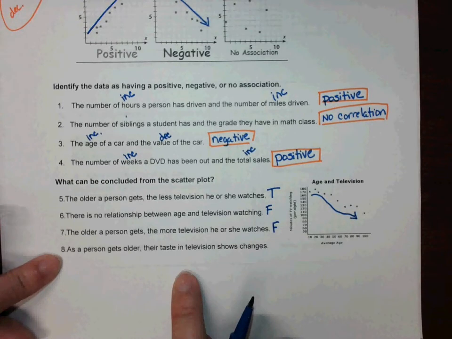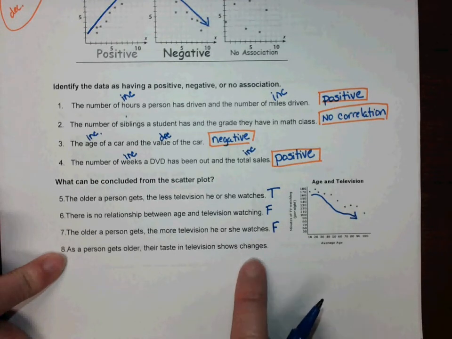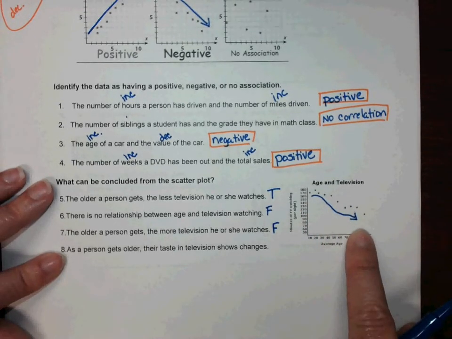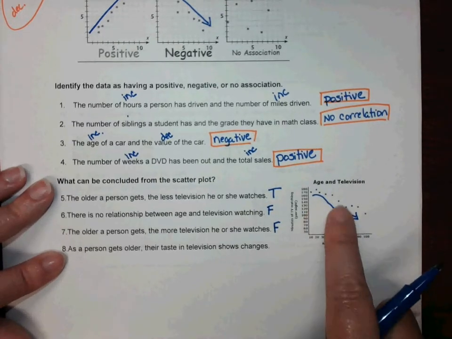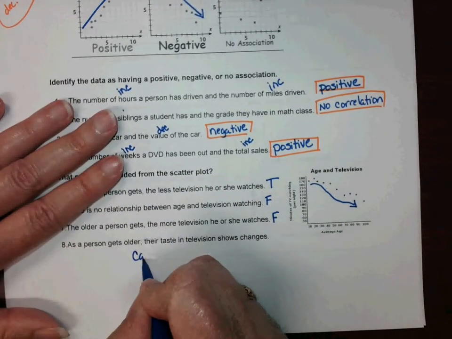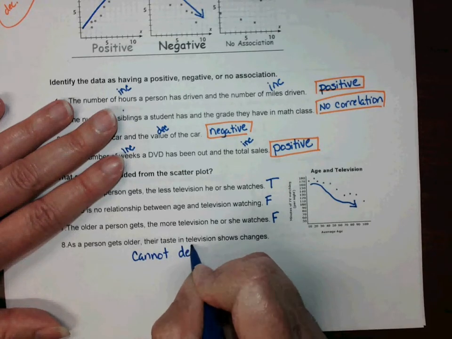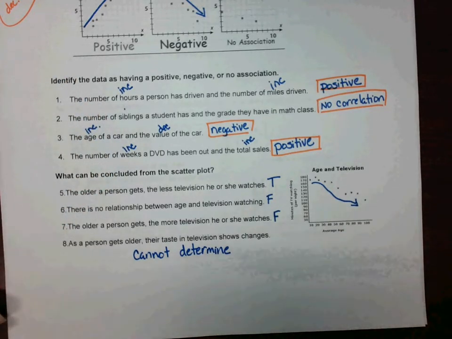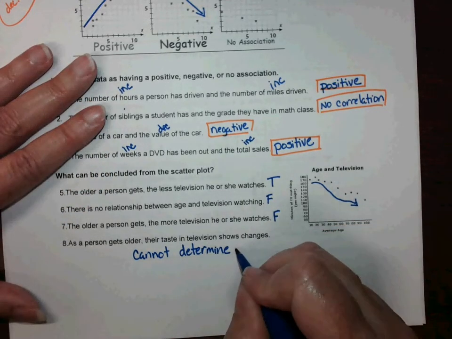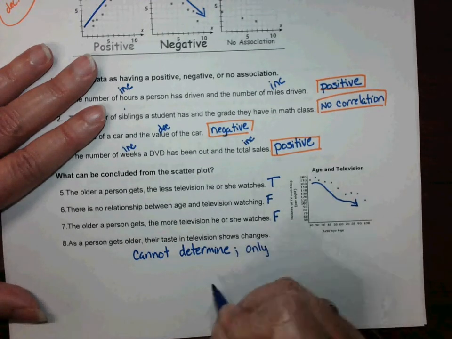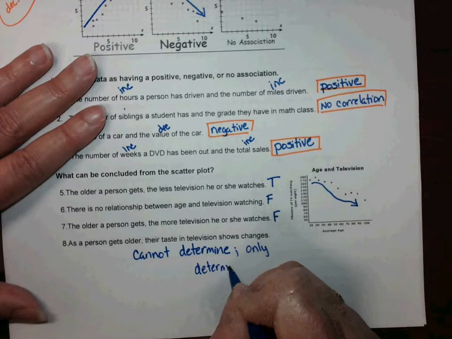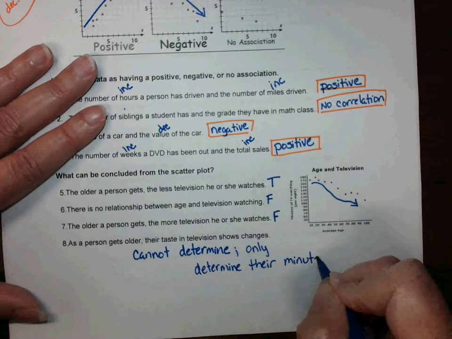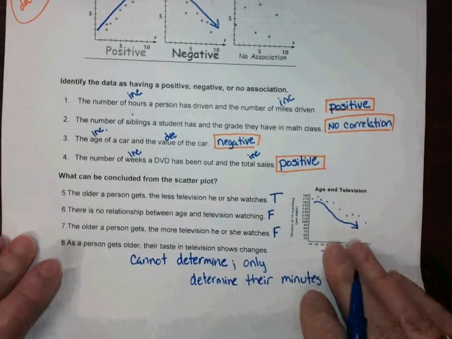Number 8, as a person gets older, their taste in television shows change. Can we conclude that? Can we tell what they're watching? We can't tell what they're watching. We can only tell how many minutes they're watching. So we cannot determine the taste of their television shows. We can only determine their minutes. Okay? All right, continuing on.